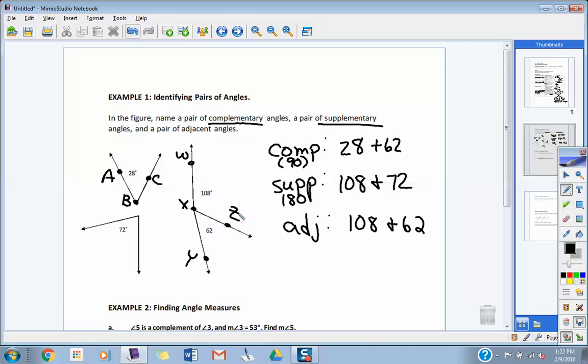So guys, instead of saying 108 and 62 on the adjacent part, I could say angle WXZ is adjacent to ZXY. Okay? Are we cool there?